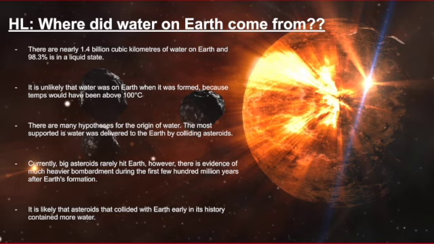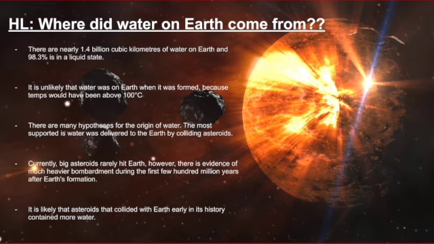Have you ever thought of the question, where did water on Earth come from? Well, there are nearly 1.4 billion cubic meters of water on Earth, and 98.3% is in liquid state. So how on Earth, pun intended, did all that water come to begin with, right?